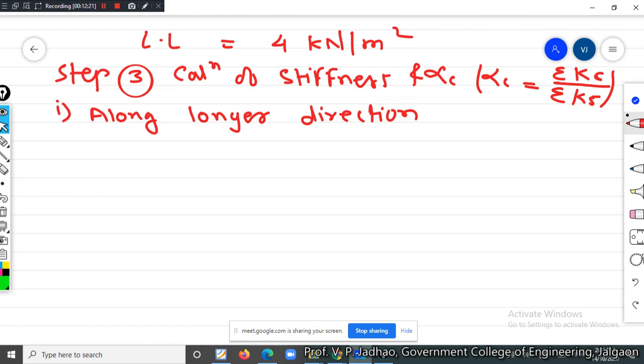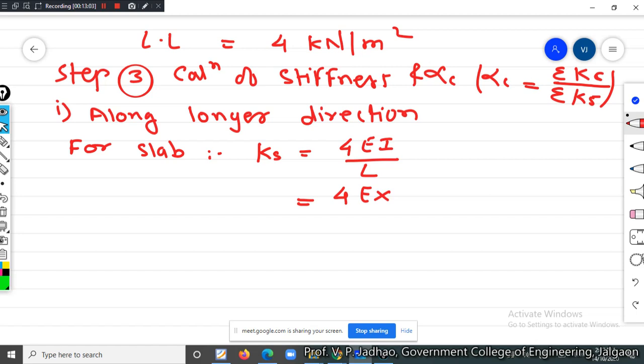Along the longer direction, for the slab, we know the stiffness is equal to 4EI upon L. That's the same formula we used in structural analysis. Therefore the stiffness of slab, Ks, is equal to 4EI upon L, that is 4 into E, let us keep E as it is, multiplied by the moment of inertia of your slab. The moment of inertia of your slab will be BD cube upon 12.